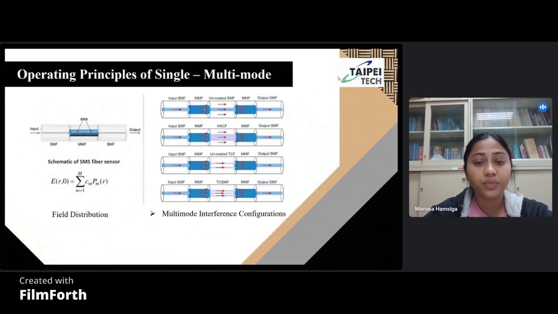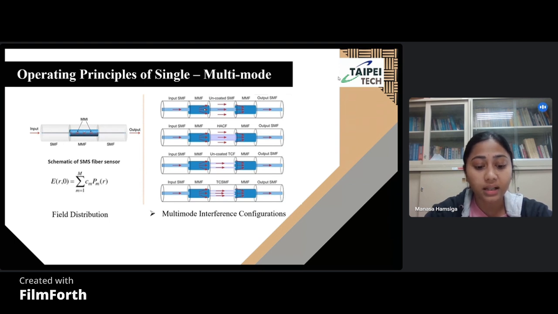This is the operating principle of single and multi-mode. Here we have different kinds of configurations which can be used to generate multi-modes between two single modes. For example, we can use two short multimode fibers and splice them into a single mode, or we can even use a hollow fiber to excite the higher order modes. So the operating principle is the same, but here we are working to investigate different types of configurations and to investigate the frequency range, its resolution, and its sensitivity.